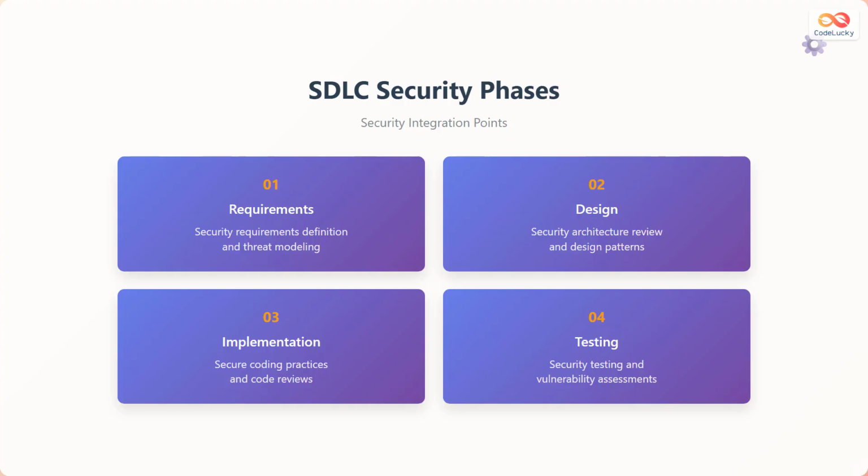Phase 2 is the design phase, which involves security architecture review and implementation of secure design patterns. Teams evaluate the overall system design for security flaws and ensure proper security controls are planned. Phase 3 is the implementation phase, where secure coding practices are applied and regular code reviews are conducted to catch vulnerabilities as code is written. Finally, Phase 4 is the testing phase, which includes comprehensive security testing and vulnerability assessments to validate that security controls work as intended before deployment.